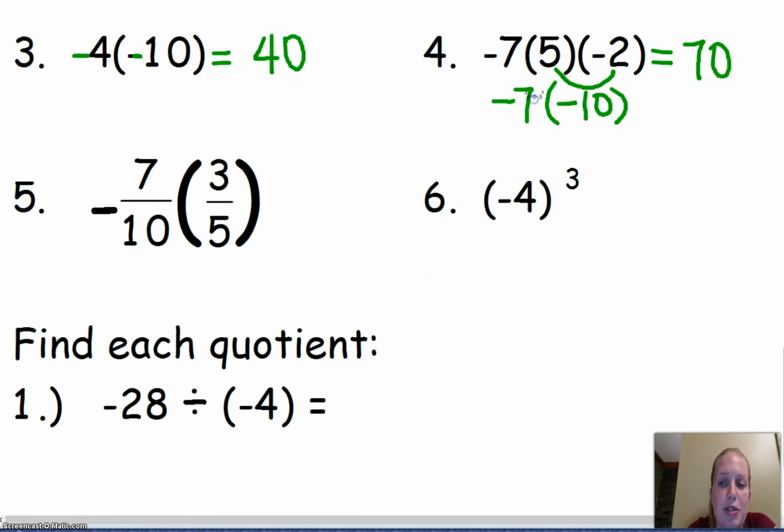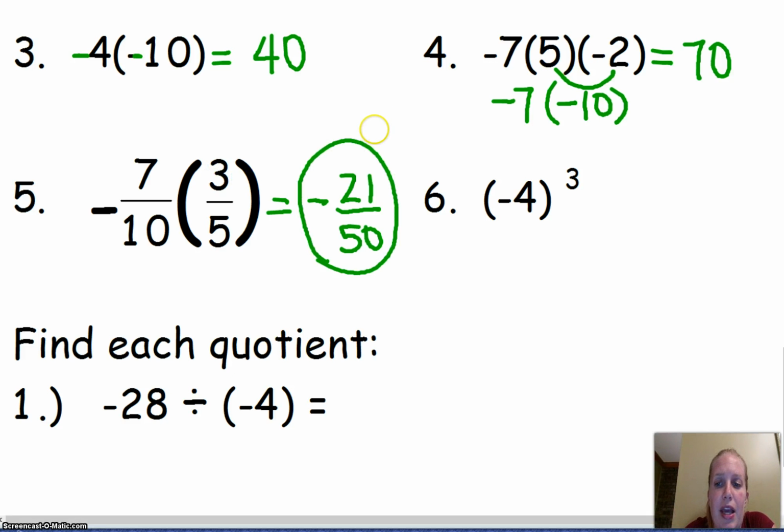Okay, now I'm going to start giving you some fractions and some powers. Number 5, a negative number times a positive number. Don't worry, that's a fraction. Negative times positive, different signs, negative answer. When you're multiplying fractions, you see if anything in the numerator can simplify with anything in the denominator. There isn't anything, so you just multiply. 7 times 3 is 21 over 10 times 5 is 50. That's your answer.